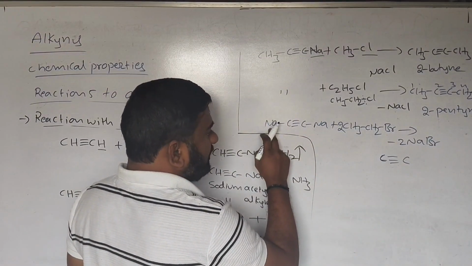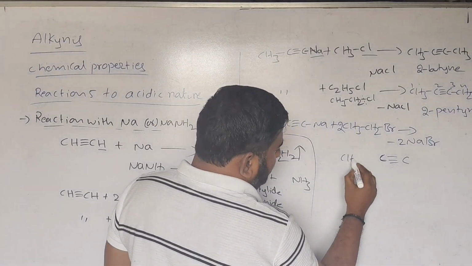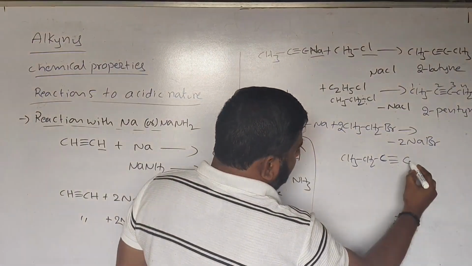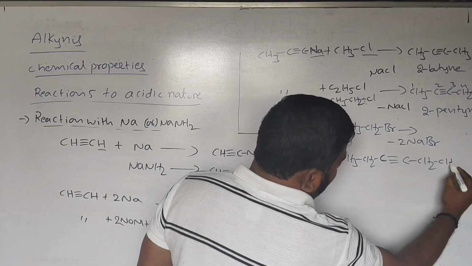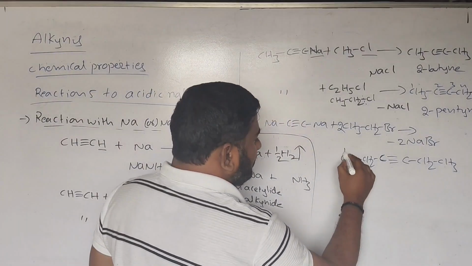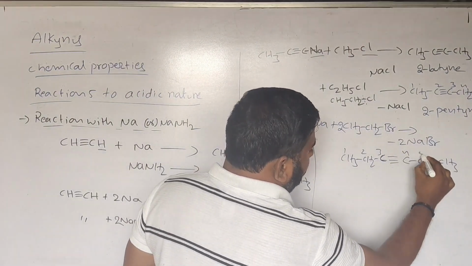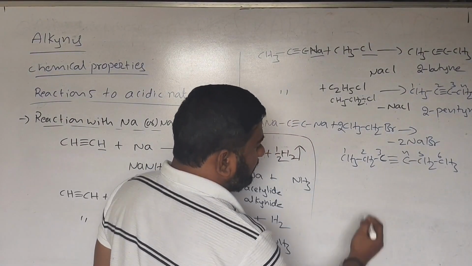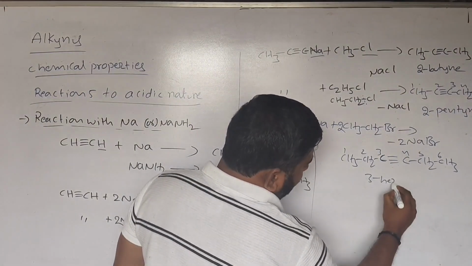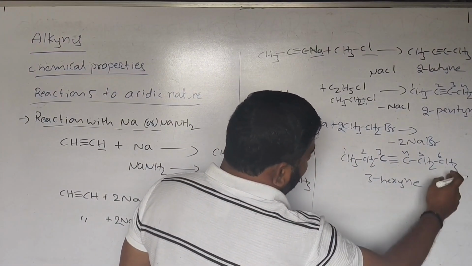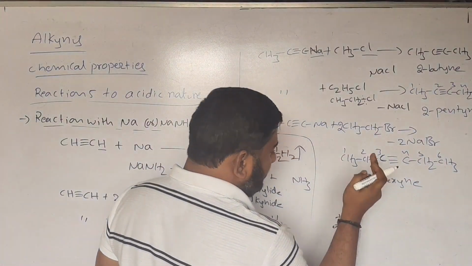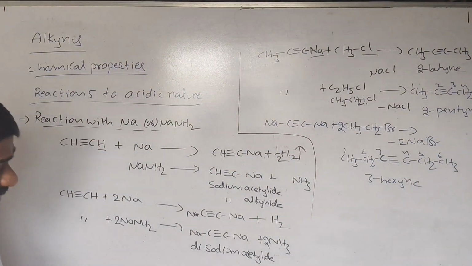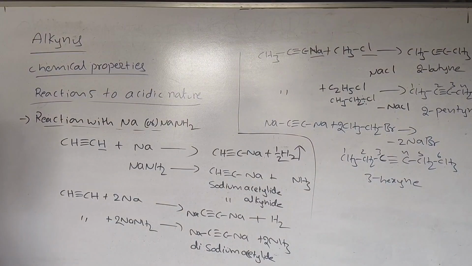Later to the triple bonded carbon, on this side by replacing Na, one ethyl group will be added. So CH3 CH2. This side also by replacing the Na, one more ethyl group will be added. So CH2 CH3. Okay, so what is the name here? 1, 2, 3, 4, 5, 6. So 3-hexyne. 6 carbons and alkyne, so hexyne with the triple bond at the third position. So 3-hexyne. In this way we can get the higher alkynes by using the sodium alkynides.